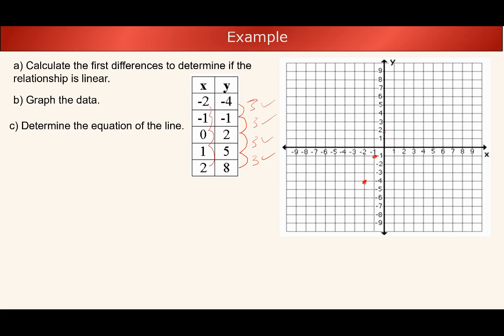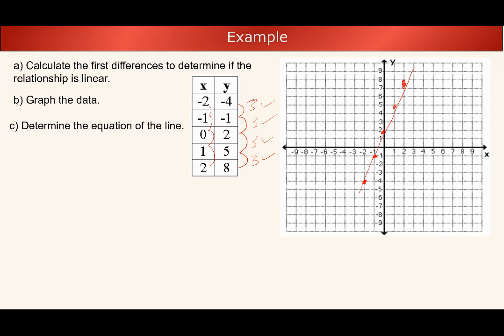0 and 2 is right here. 1 and 5 and 2 and 8. Right there. I'm not going to be able to put a ruler on this, and you should never ever do this if you're handing something in. But there is a freehand line that looks like kind of a line. Sort of a line. Let's try it again, though.